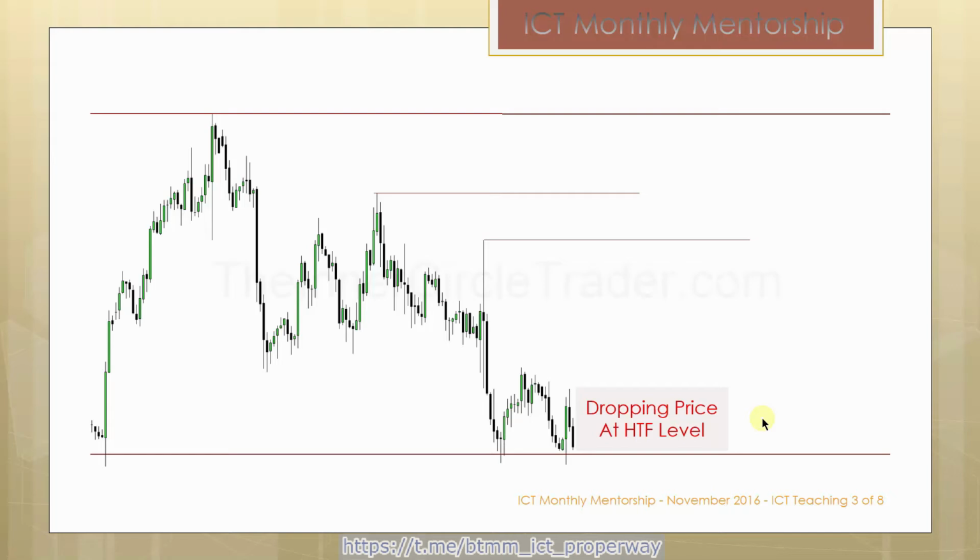Well, it's dropping price, but it's dropping at a specific level, going into a higher time frame support level. What does that create when it does that? It's a bullish order block. It's down price or down candles at an anticipated level of support, or where we expect to see institutional order flow send price higher. So in other words, we're anticipating that bullishness in price.